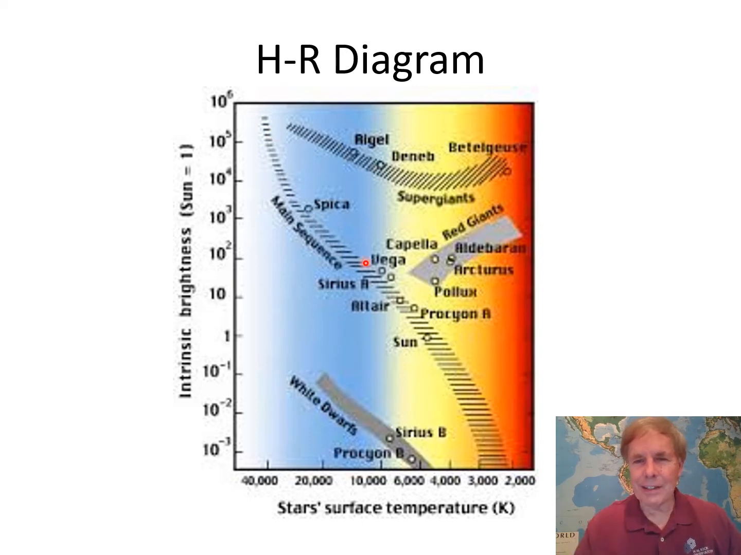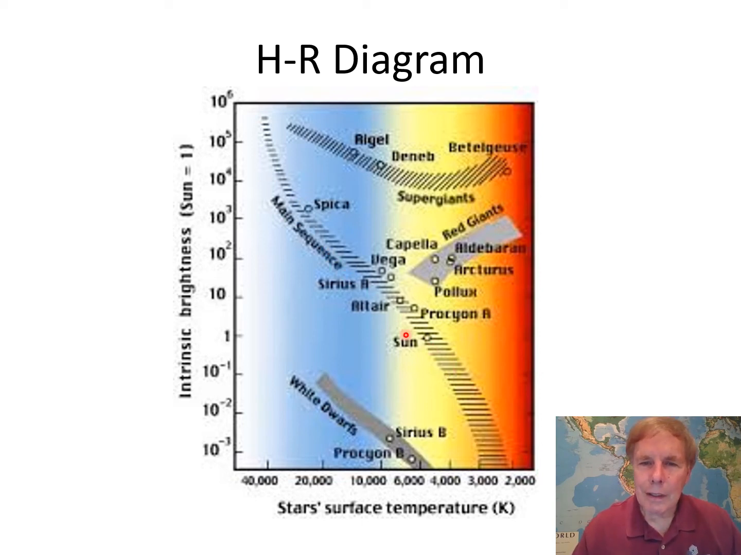Now, the sun is on the main sequence. But here's what you need to know. All the stars in the main sequence are burning hydrogen in their cores. That's not true for these other stars over here, and it's not true for these stars here. The stars that are burning hydrogen in their cores and are stable are called main sequence.